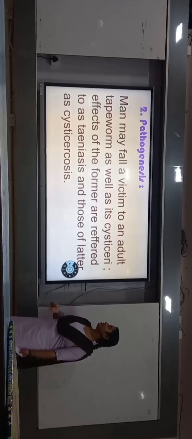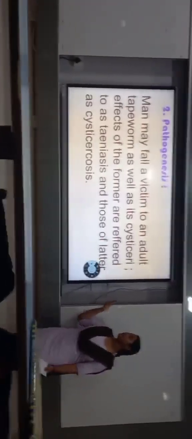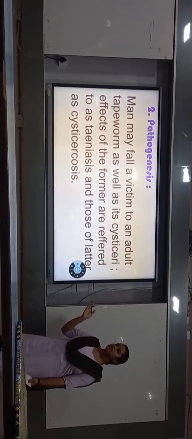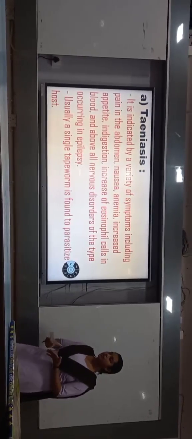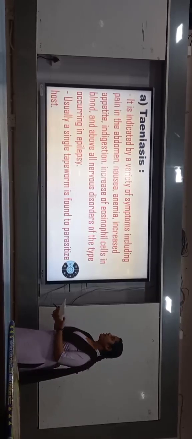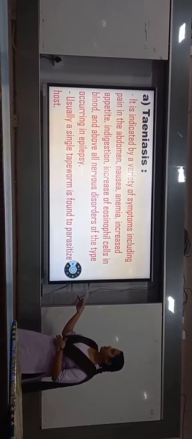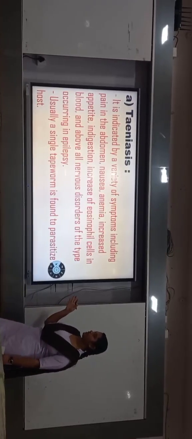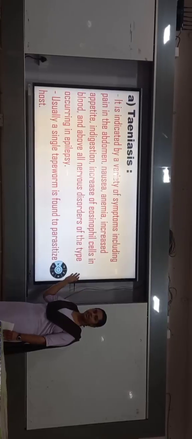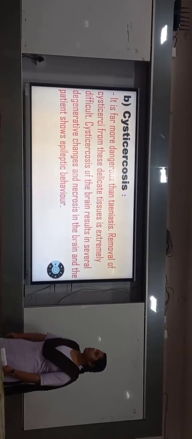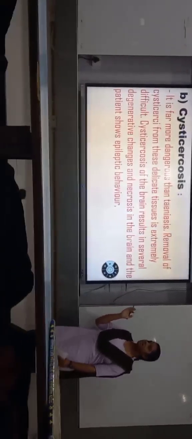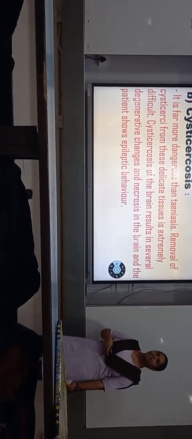Pathogenesis. Man can fall victim to an adult tapeworm as well as cysticerci, which are referred to as taeniasis and cysticercosis. Now what is taeniasis? It is indicated by a variety of symptoms like abdominal pain, nausea, anemia, increased appetite, indigestion, and also nervous disorders causing epilepsy. Cysticercosis is far more dangerous than taeniasis because removal of cysticerci from these delicate tissues is extremely difficult. Doctors also rely on this because it enters delicate organs like heart, liver, and brain.